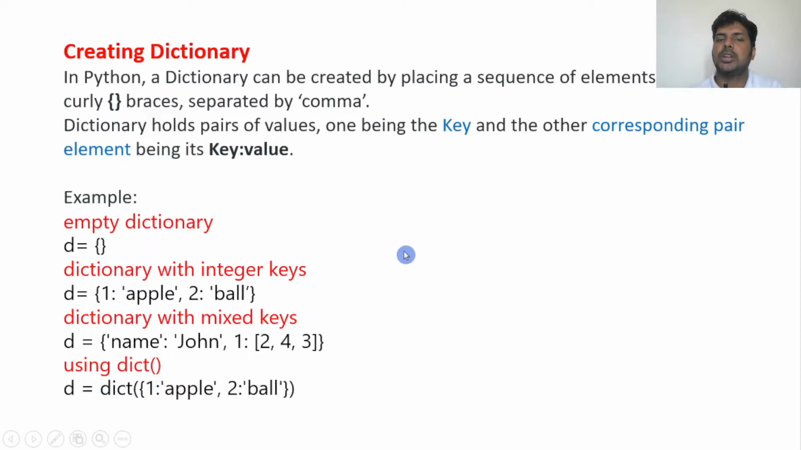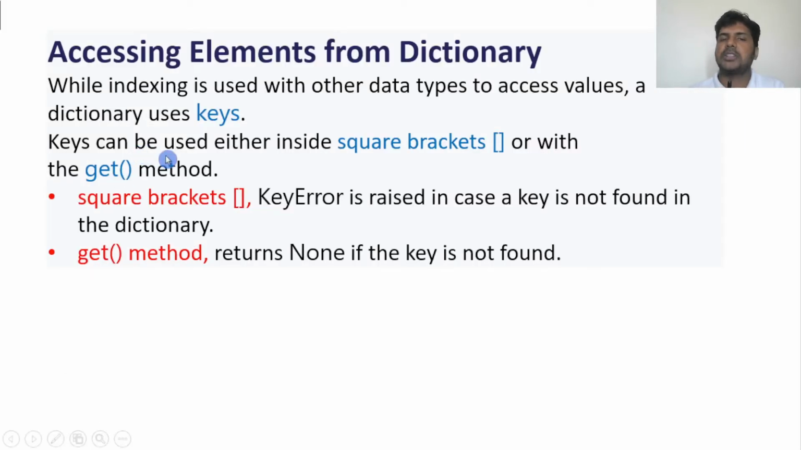So let us move to the next one, how to access the elements. Accessing elements from the dictionary. While an index is used in the other data types to access elements, a dictionary uses a key. Again, by key we use two methods. One is the square bracket method, another one is the get method. So let us see examples.